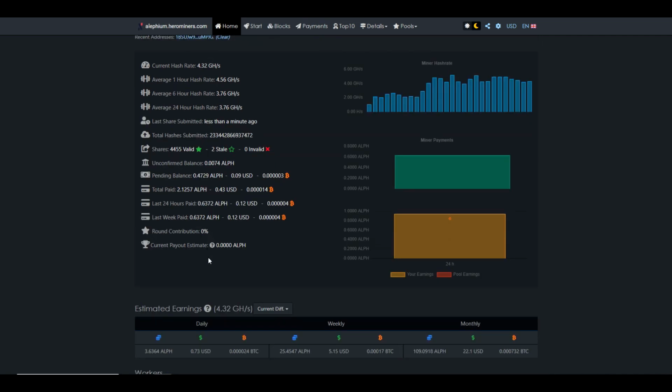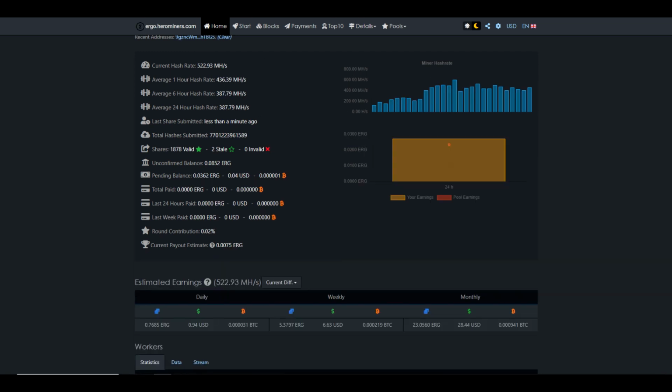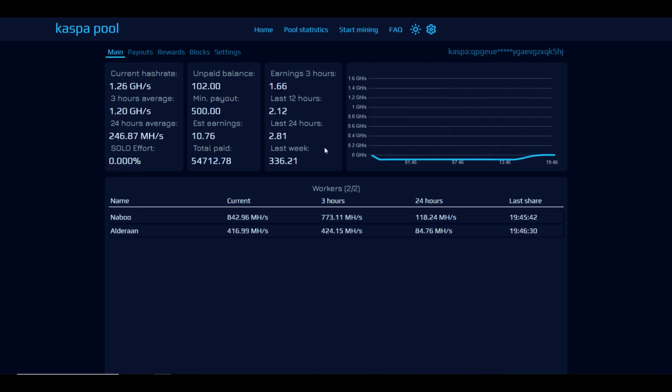in revenue. And then on Alephium, we're doing about 73 cents a day. On Ergo, we're doing about 94 cents a day. And on Kaspa, it's kind of hard to tell. We're currently sitting at about 1.26 gigahash. Not exactly sure what that's going to come out to, but Kaspa is one of those that's not really GPU friendly at this point. We've got a lot of ASICs on the network, so perhaps you want to replace Kaspa with something like Radiant.